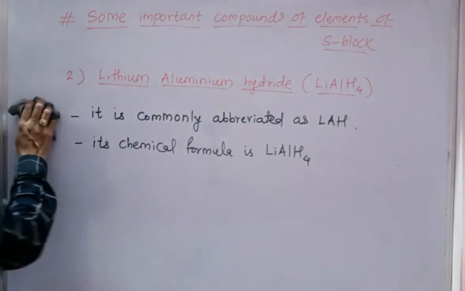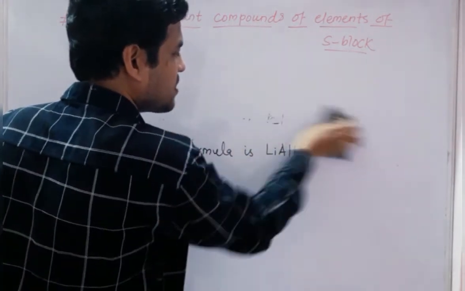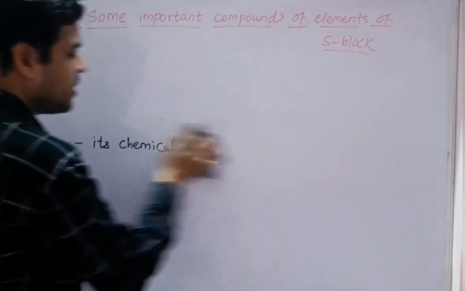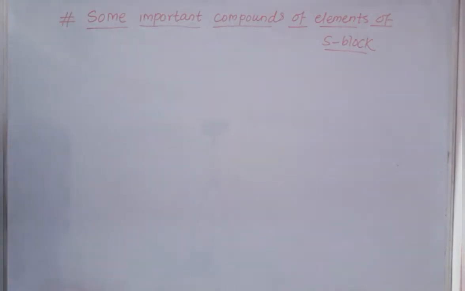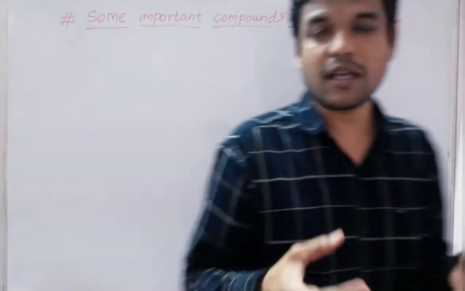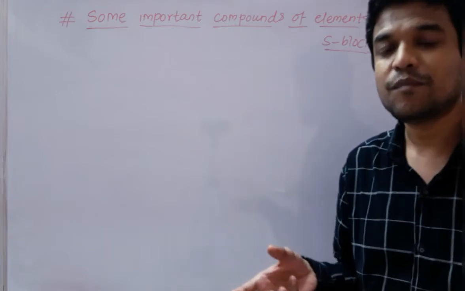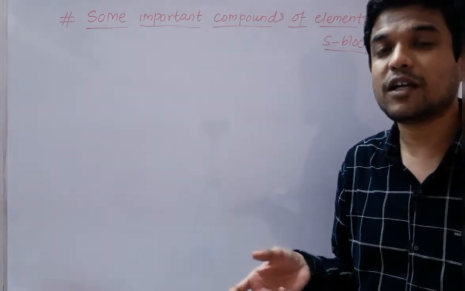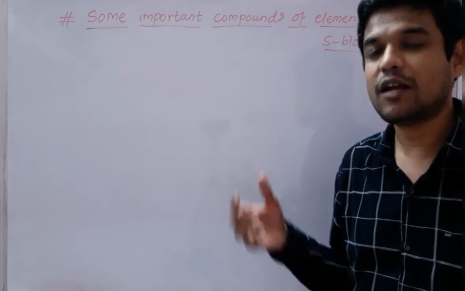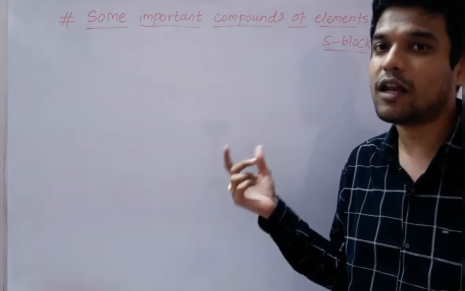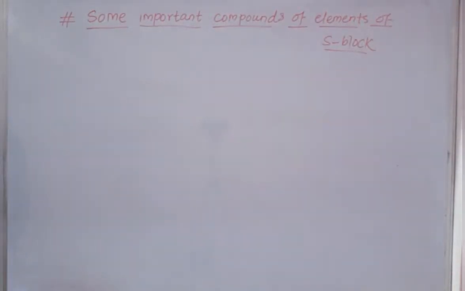Now preparation of lithium aluminum hydride, how it is prepared? Very simple reaction by which it is prepared. We'll see preparation, properties and uses. Okay, so we have seen what is LAH, what is LiAlH4. LiAlH4 is lithium aluminum hydride, and it is commonly abbreviated LAH, its short form. And what is the chemical formula? LiAlH4. Okay, now we'll see the preparation.